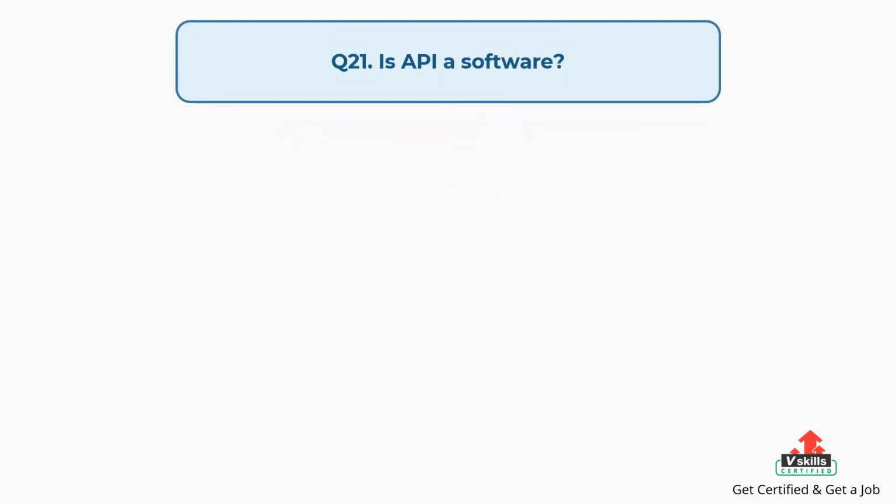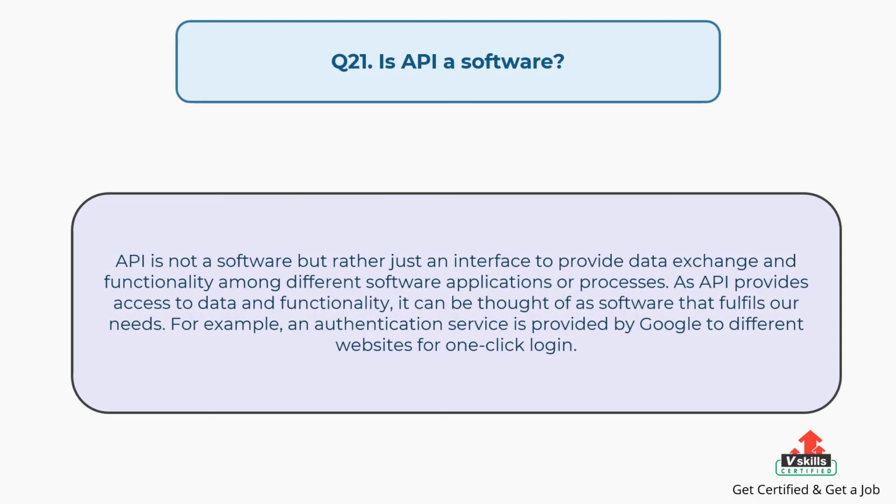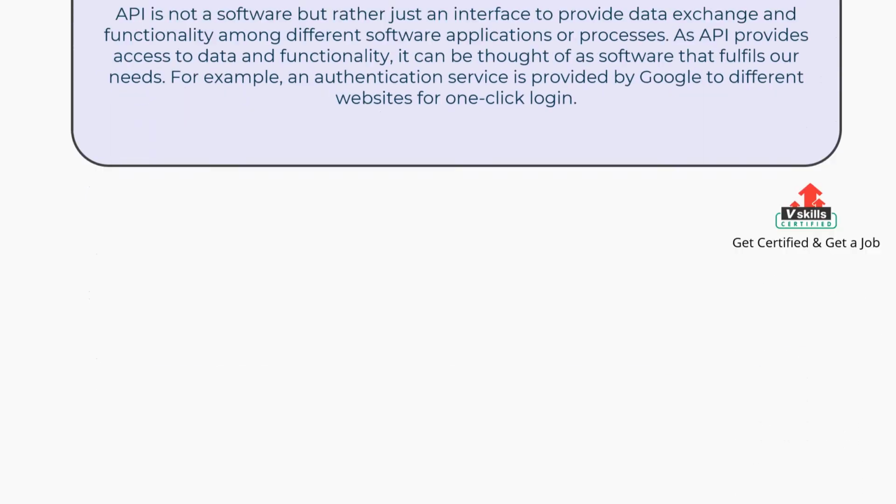Question number 21. Is API a software? The answer is: API is not a software but rather just an interface to provide data exchange and functionality among different software applications or processes. As API provides access to data and functionality, it can be thought of as software that fulfills our needs. For example, an authentication service is provided by Google to different websites for one-click login.